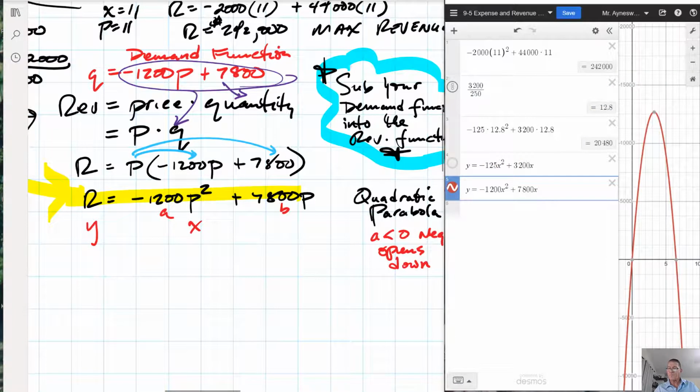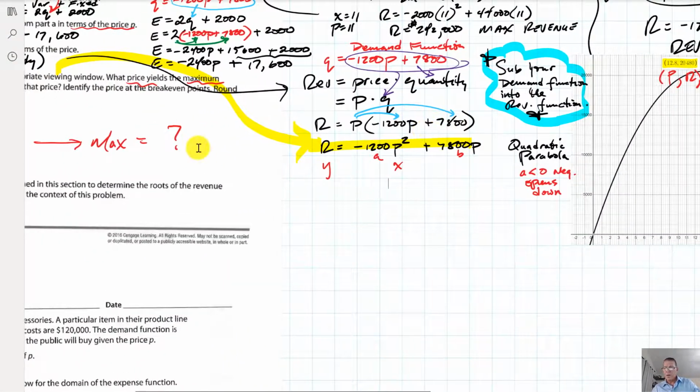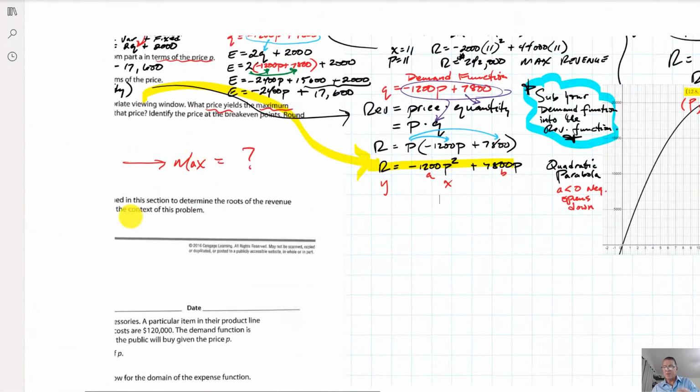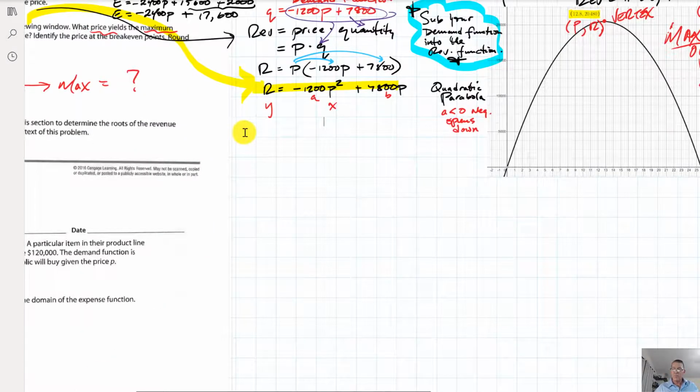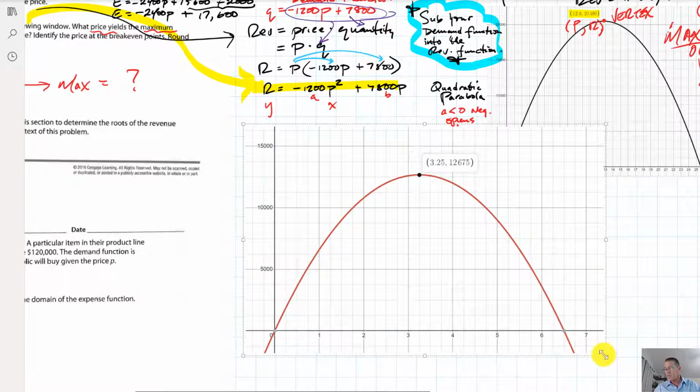I'm going to import the graph in here so we can see it a little bit better and see what's going on. My technology is running a little bit slow right now just because I'm producing a video here, which takes a lot of computer power. All right, so what we have here is we have a maximum.